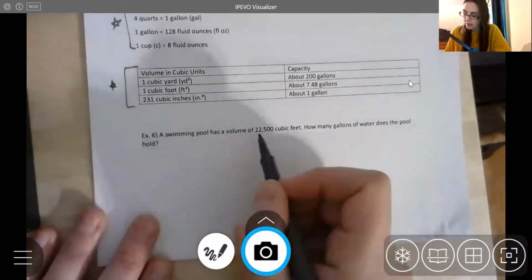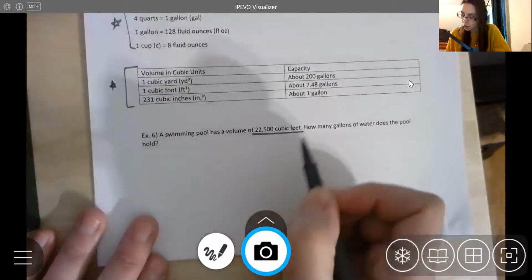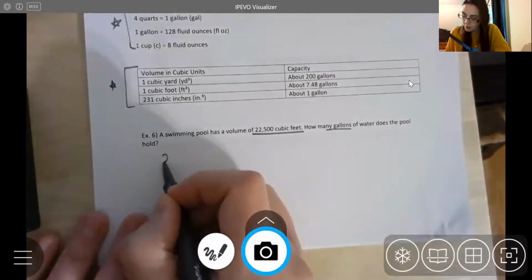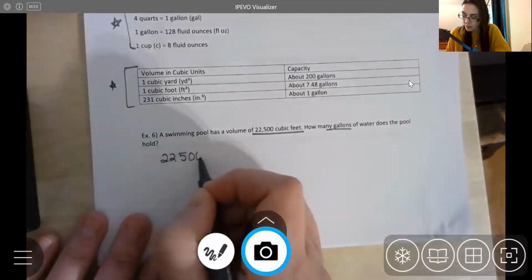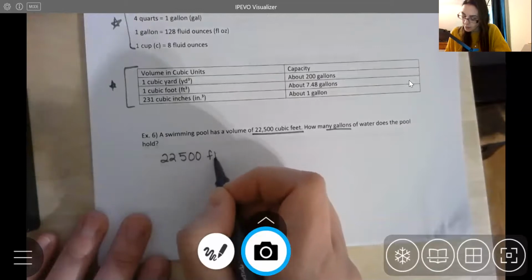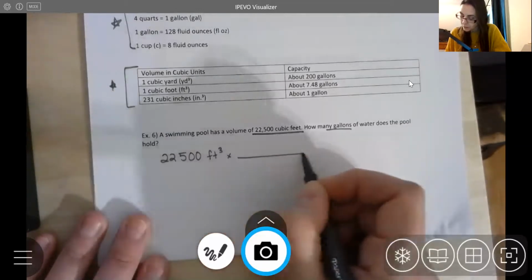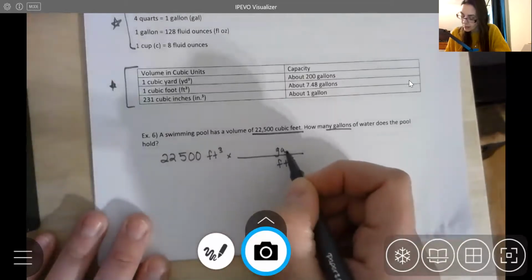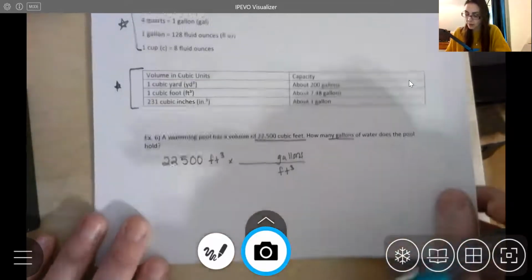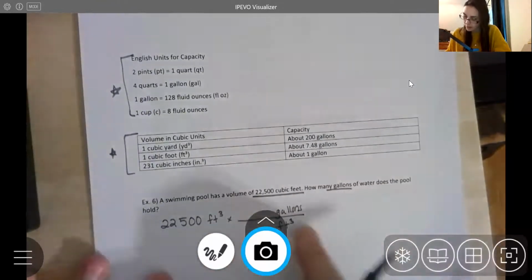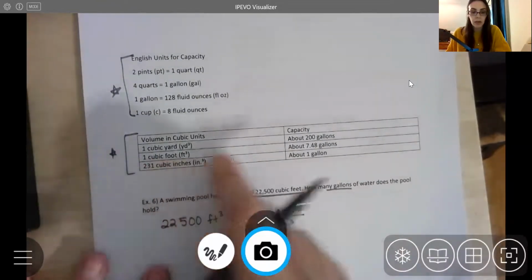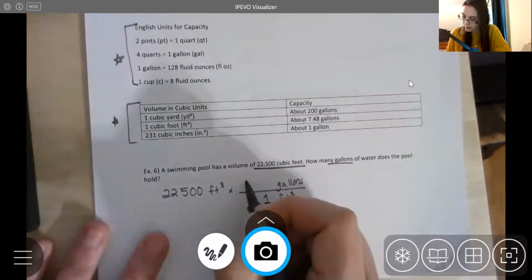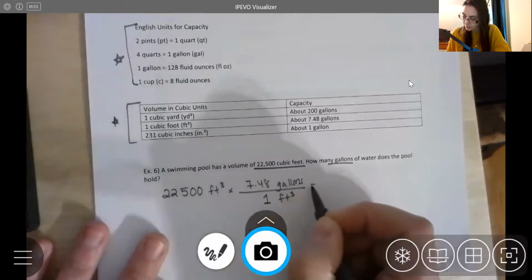So let's say a swimming pool has a volume of 22,500 cubic feet. We want to know how many gallons the pool holds, and we're going to use dimensional analysis. So unless you're within the metric system, everything else is probably going to be dimensional analysis. So I want to get rid of that cubic feet, and I want to go to gallons. So let's see if I have a conversion for that. I do right here. So 1 cubic foot is about 7.48 gallons.